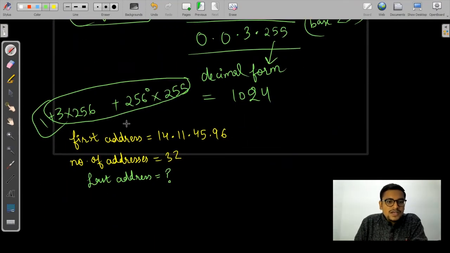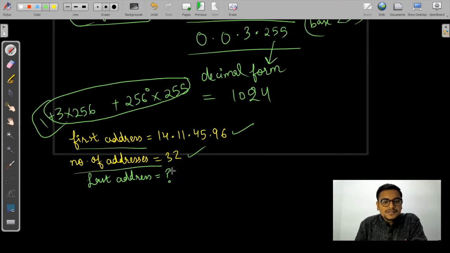Moving on, there can be another combination of this. We will be given the first address and a certain number of addresses. All we have to do is identify the last address. What we can do in this case is just the reverse of what we did earlier. We'll first subtract 1 from the number of addresses. Earlier we added number of addresses plus 1, so now we subtract 1, which gives 31.